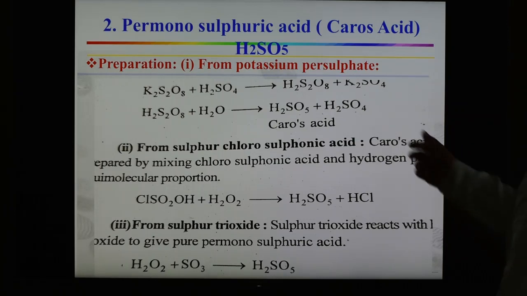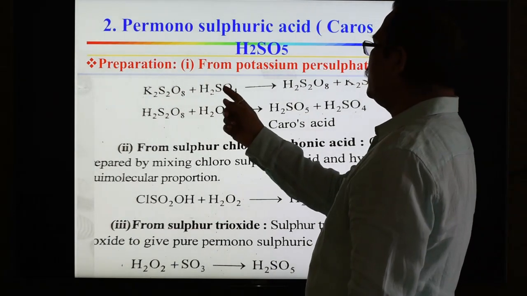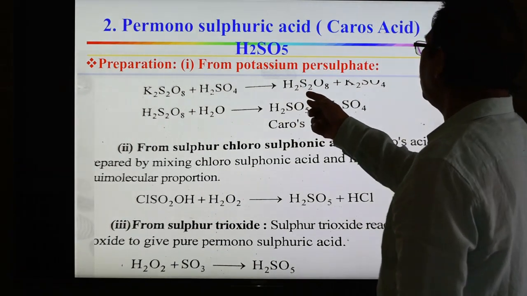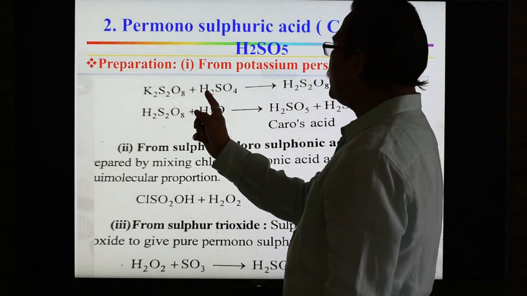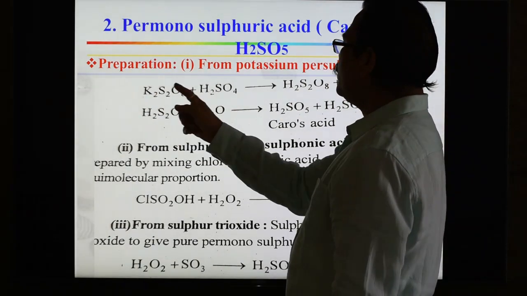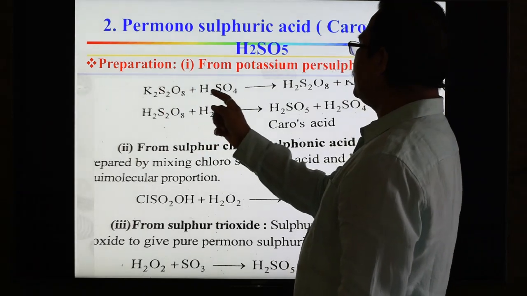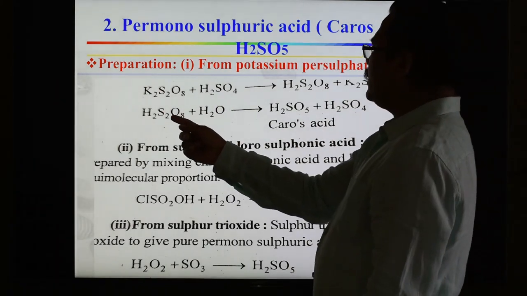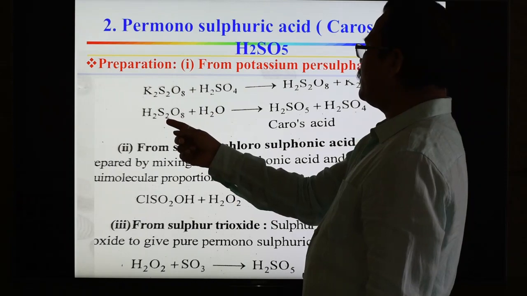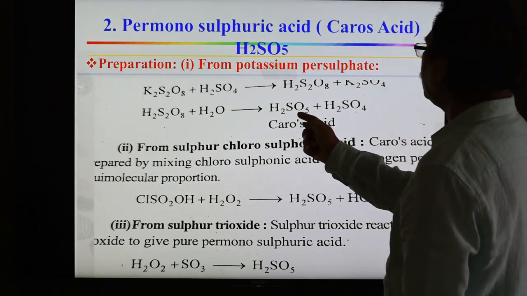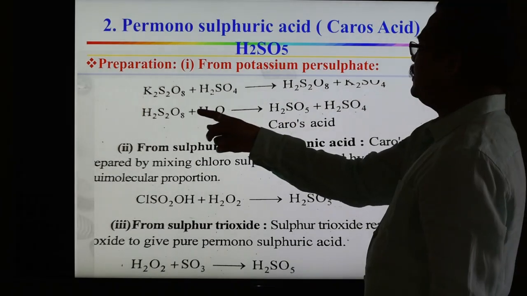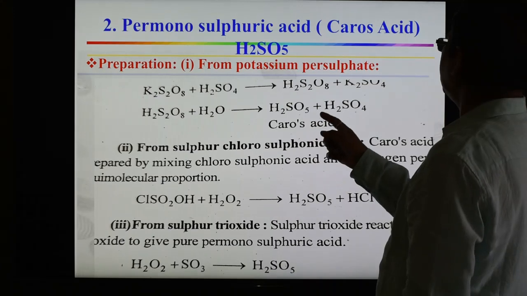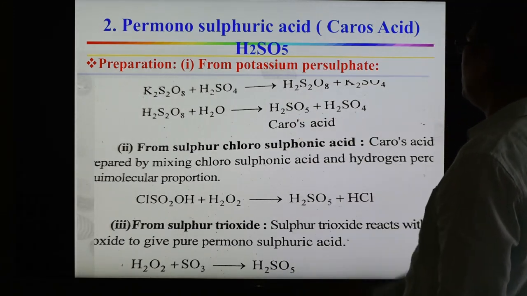So this is the method. This is peroxydisulfuric acid. When sulfuric acid is added, we get H2S2O8 and K2SO4. Here H2 comes in and K2 comes out, so H2S2O8 and K2SO4 is the other product. We also take this peroxydisulfuric acid and water, forming H2SO5 and H2SO4. This is Caro's acid, H2SO5.